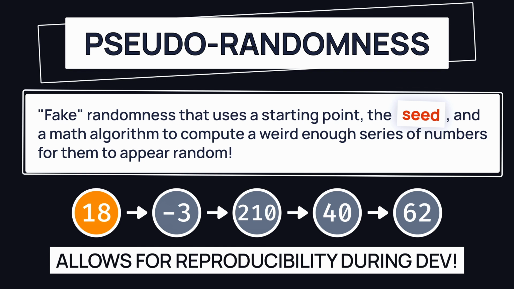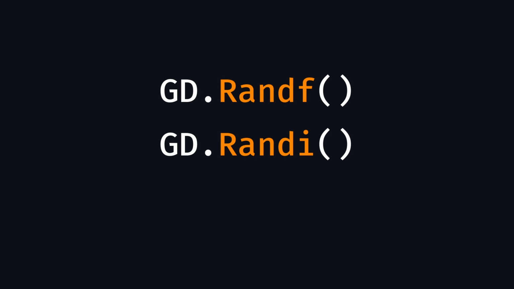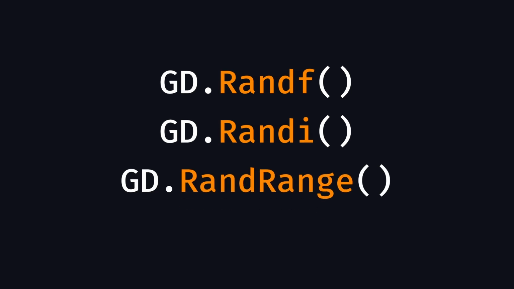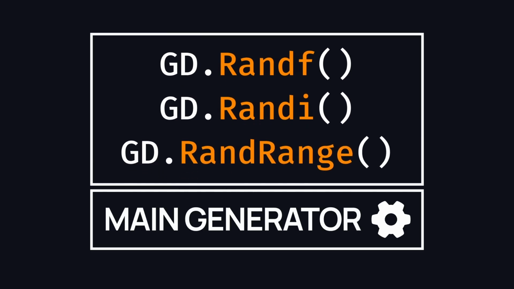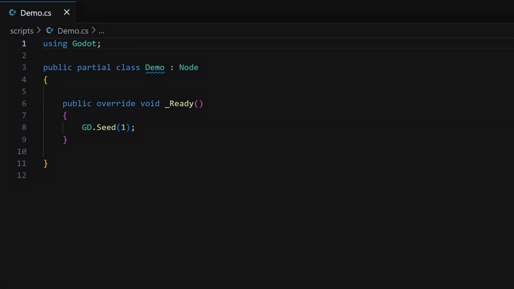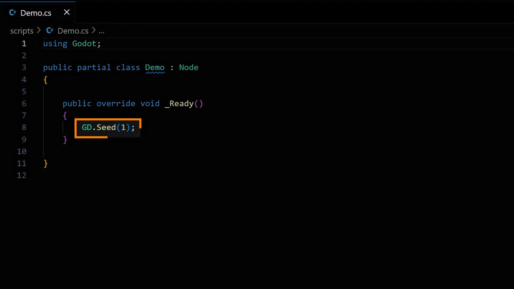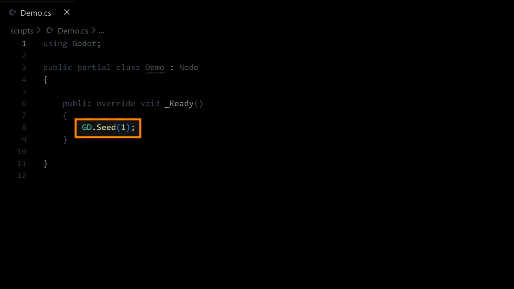Alright, so with that in mind, by default, when you use the gd.randf, gd.randi, and gd.randrange functions, you rely on Godot's readily available main random number generator. So it's super easy to use in your scripts, but it also lacks a bit of customization. Basically, the only thing that you can change here is the seed, so the initial starting point for the underlying pseudo-randomness algorithm. And you do that with the gd.seed function.